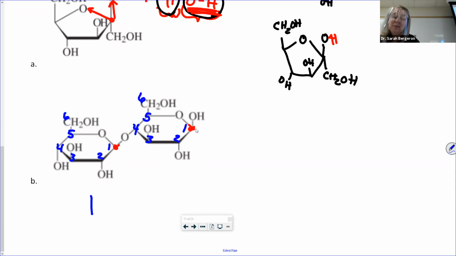Which one is participating in the glycosidic bond? 1 and 4. I intentionally put my cursor over here to see if I could trick y'all. You've got to be careful. Well, as long as it works here and not on the exam, we're all good. So one more time.